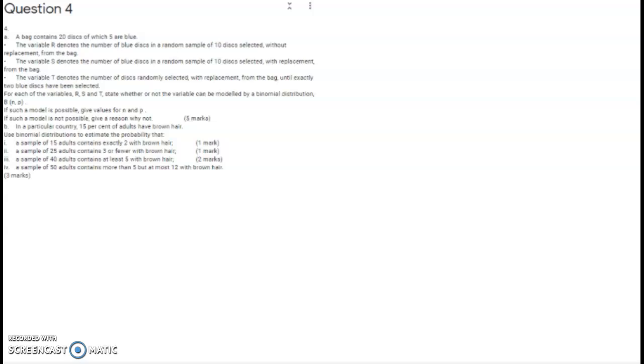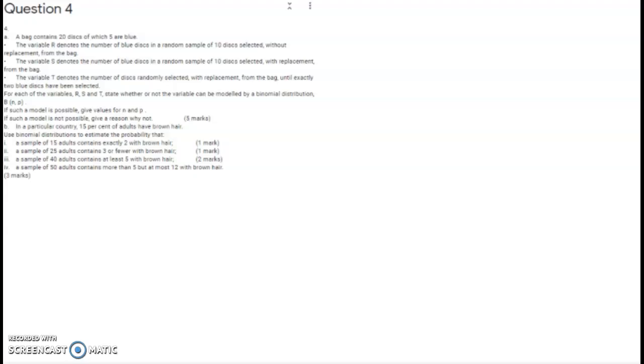Let's read the question. A bag contains 20 discs, of which 5 are blue. The variable R denotes the number of blue discs in a random sample of 10 discs selected, without replacement, from the bag. The variable S denotes the number of blue discs in a random sample of 10 discs selected, with replacement, from the bag. And the variable T denotes the number of discs randomly selected with replacement from the bag until exactly 2 blue discs have been selected. For each of the variables R, S and T, state whether or not the variable can be modelled by a binomial distribution.